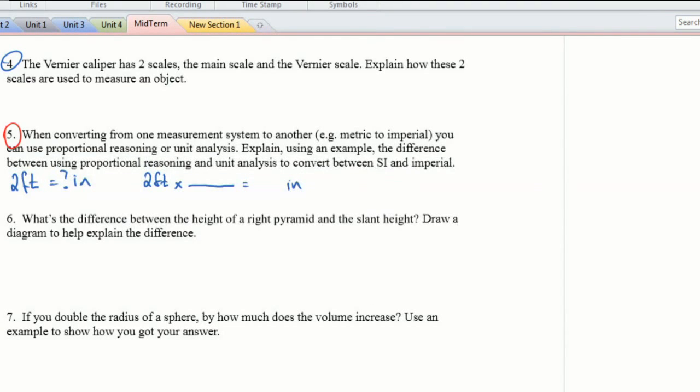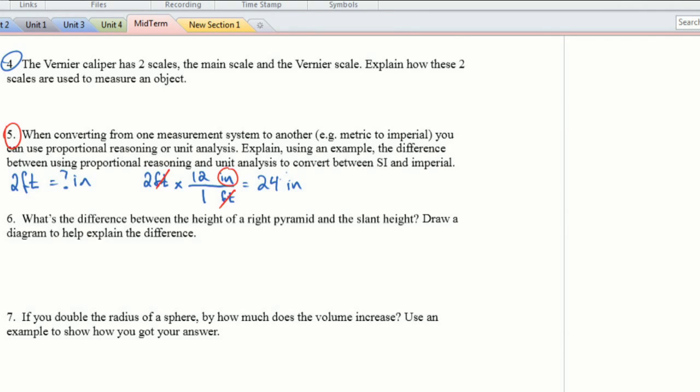Then I go to my formula sheet and I see the relationship between feet and inches. So I know that I want to put feet on the bottom because it's going to cancel, and I want to end up with an answer of inches, so I put it on the top. So I know that 1 foot is 12 inches. My units cancel, and then I'm left with inches. So I'm going to end up with 2 times 12, which should give me 24 inches. So that would be a unit analysis type method.